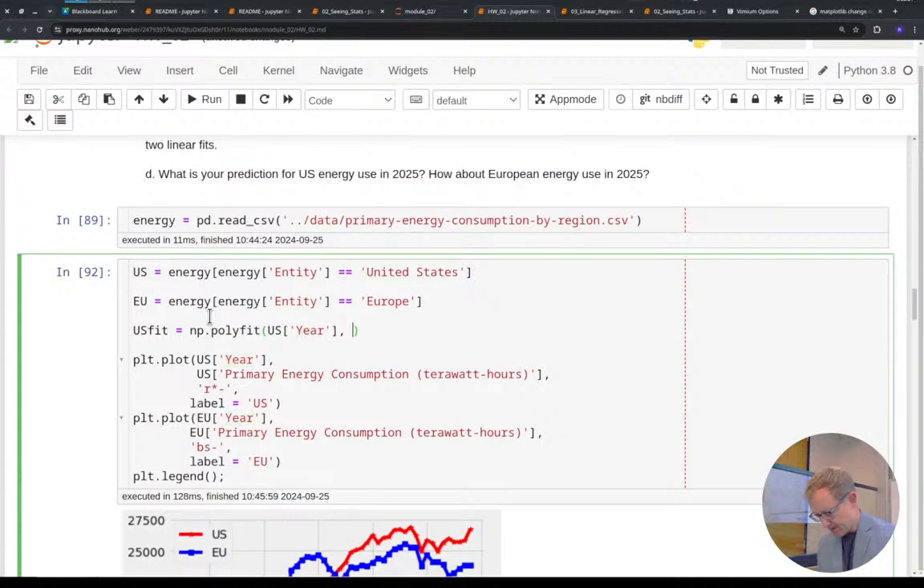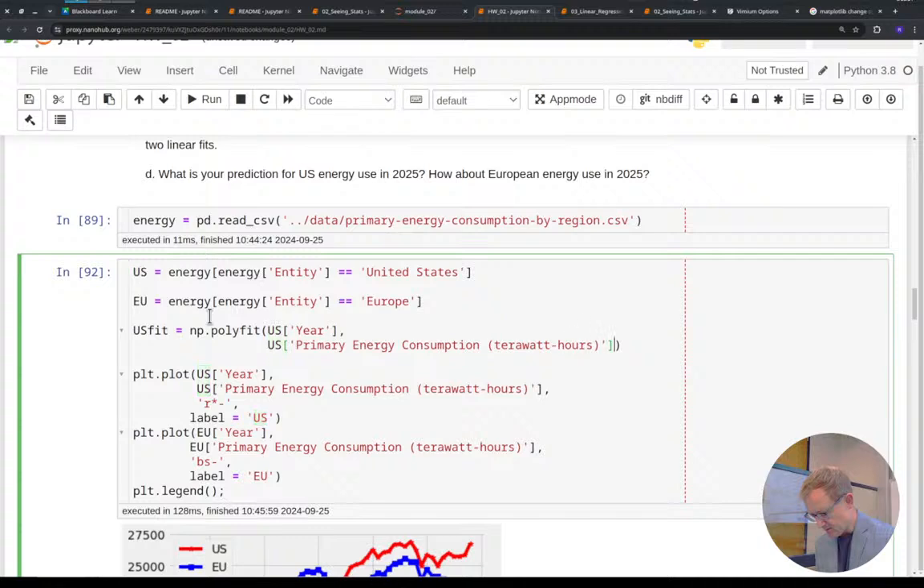Give it the X values, give it the Y values, total or primary. There we go. Primary. I like two lines when it starts getting long.